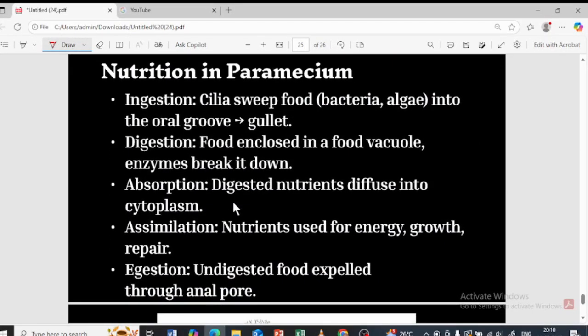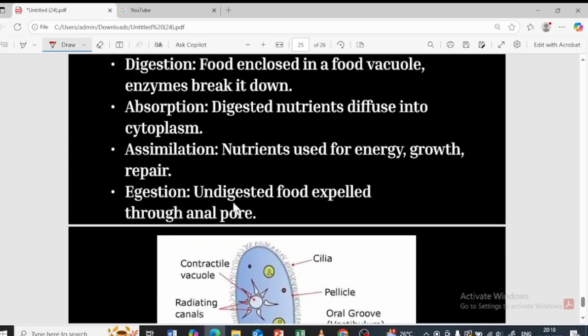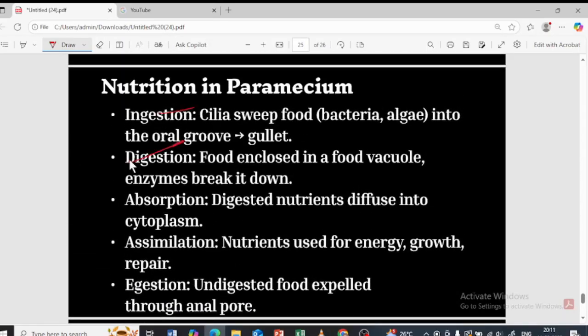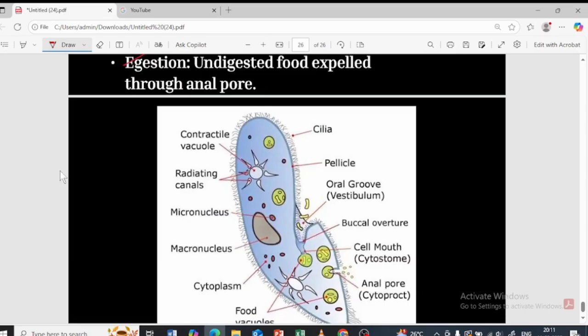Paramecium also same thing, so the same process is going to take place, which is ingestion, digestion, absorption, assimilation and egestion. It also undergoes holozoic nutrition. So instead of pseudopodia, they will be having a hair-like projection called cilia, which will sweep the food towards where, towards this oral groove.